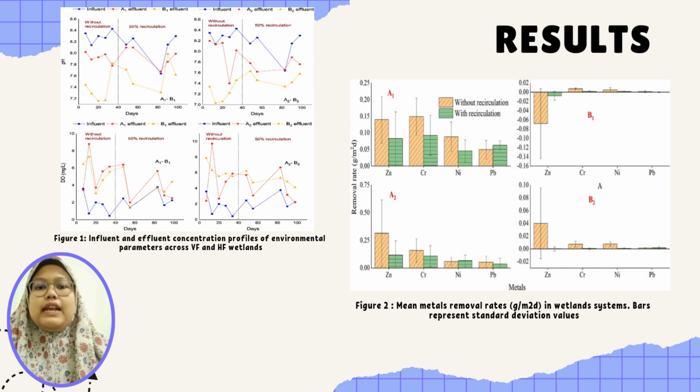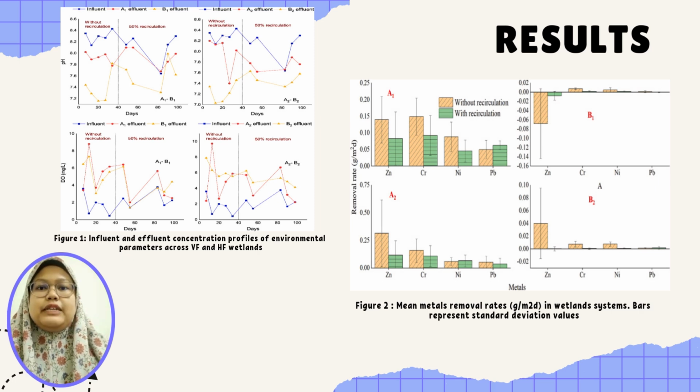In VF wetlands, the effluent DO ranged from 2.4 to 3.7 mg per liter for VF wetlands A1 and A2. The range of influent DO was 1.4 to 6.4 and 2.2 to 7.1 mg per liter. For HF wetlands B1 and B2, it was 1.4 to 6.1 and 4.1 to 7.7 mg per liter.